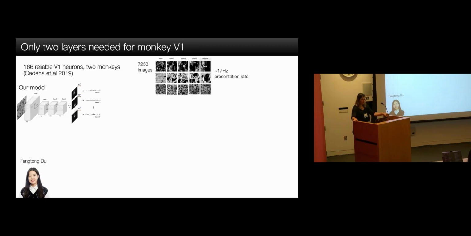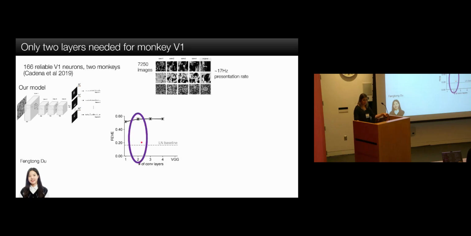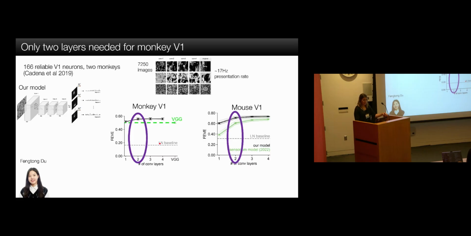How about in monkey V1? We used a nice data set from the Tolias lab where they showed over 7,000 images to monkeys, and actually also at a fast presentation rate of 17 hertz. We looked at how many layers we needed to fit this neural activity, and we found that it also saturated around 2 convolutional layers. And our model also outperformed the model that they had in their paper, which was a pre-trained VGG model using the features of those to predict neural activity. So we found that in monkey V1 and mouse V1, we could explain these neural responses with just 2 convolutional layers, basically.